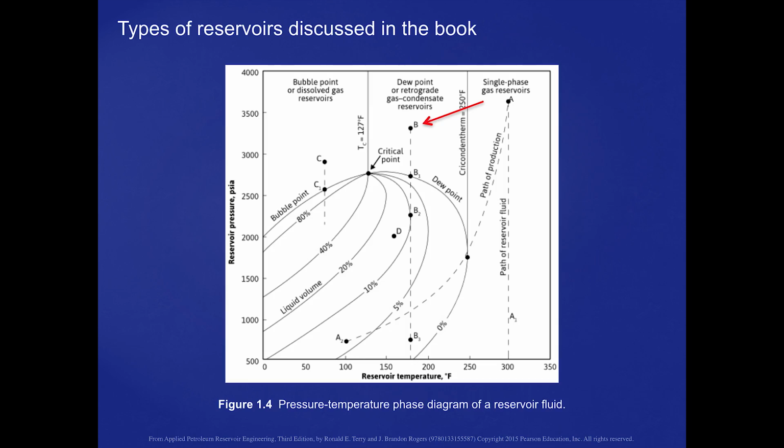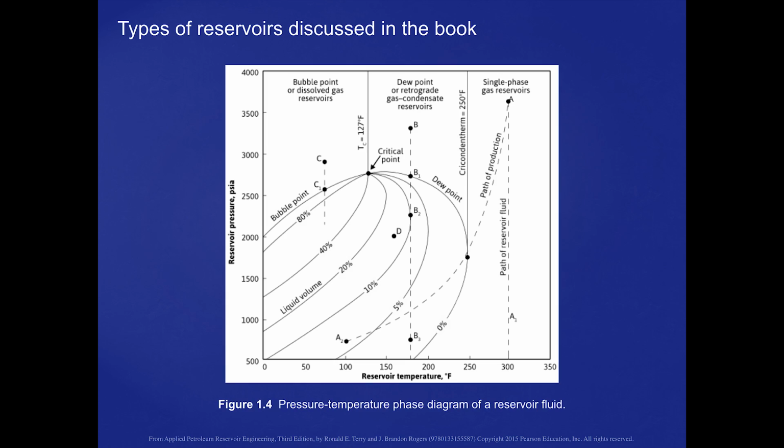The second type of reservoir is that found at point B. Again, initially this is a gas reservoir, or what we call a dew point or retrograde gas condensate reservoir. As we begin the production, as we go down that constant temperature, we reach what we call the dew point at point B1. There, liquid begins to condense out of the gas phase, and we form drops of liquid in the reservoir. Initially, these drops of liquid are not concentrated enough to flow to the wellbore, so they will stay in position until they reach what we call a critical saturation. That critical saturation is typically 10 to 15%.